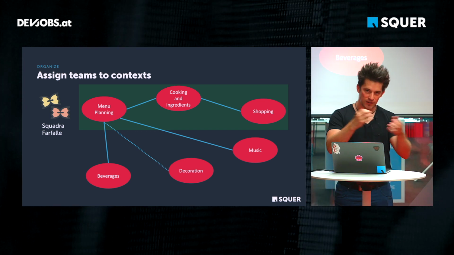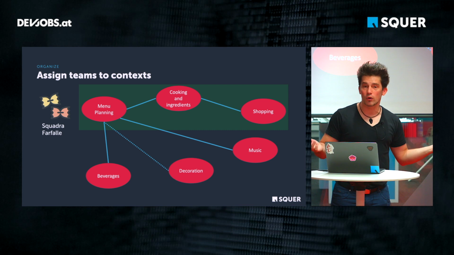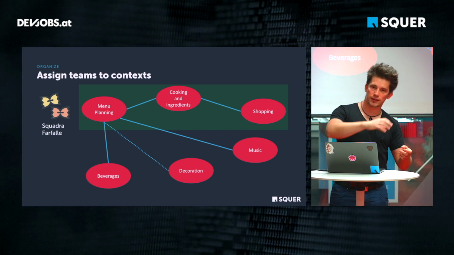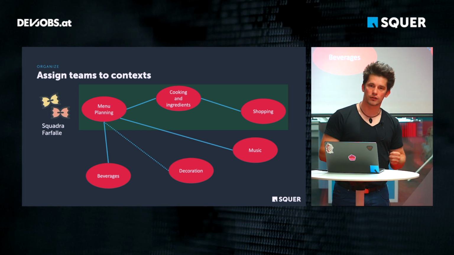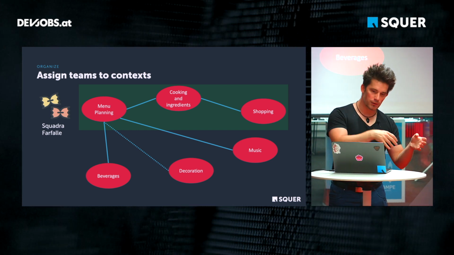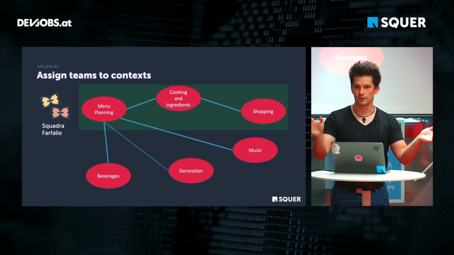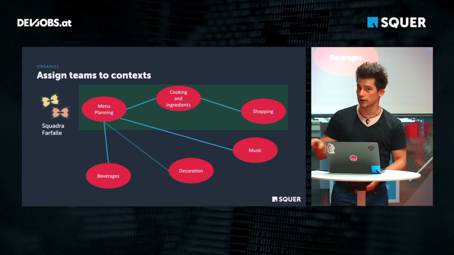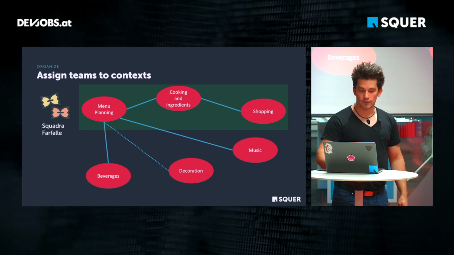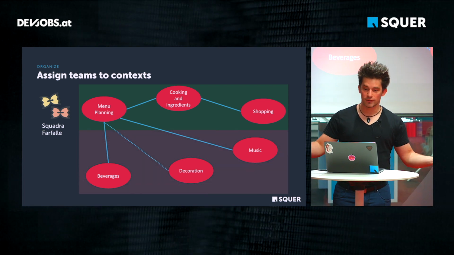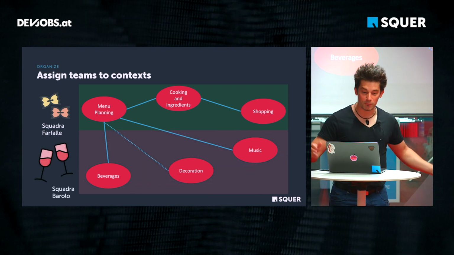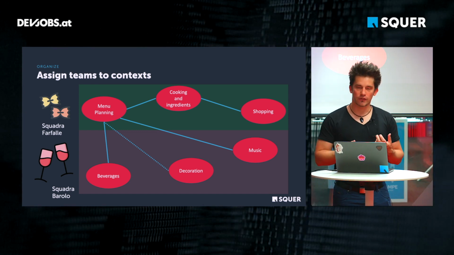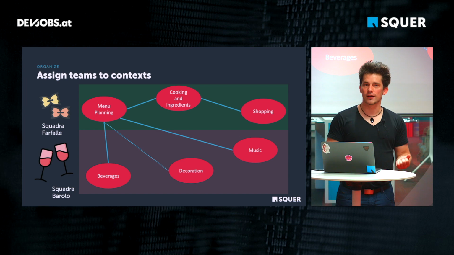One team would be the Squadra Farfalle, which takes care of the whole cooking area. This team could be one person, it could be more, and is mainly responsible that the whole dish ends up well on the table. So from the menu planning to the shopping to the cooking, this is their responsibility, and they can work it out inside this area. And the other team is the Squadra Barolo, which is the team that takes care of the whole Italian flair.